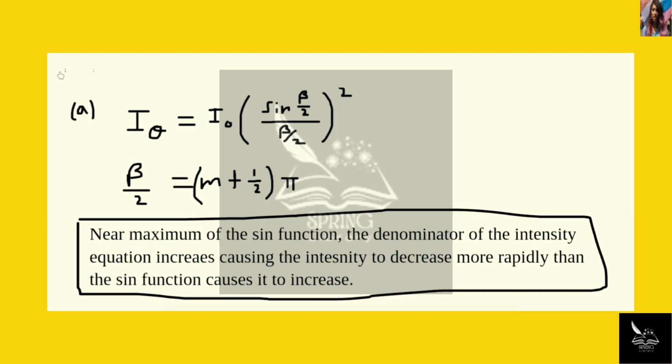Okay, we'll move on and do part B now. Part B says, by differentiating equation 7 with respect to beta, show that the secondary maximum occurs when beta over 2 satisfies the relationship tangent beta over 2 is equal to beta over 2. Essentially we're just going to take the derivative with respect to beta of that intensity equation, so we have d of I theta differentiated with respect to beta.